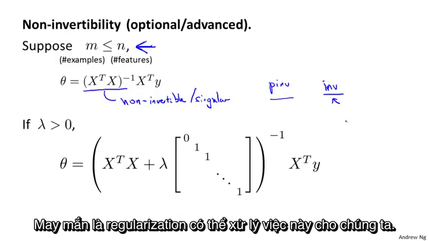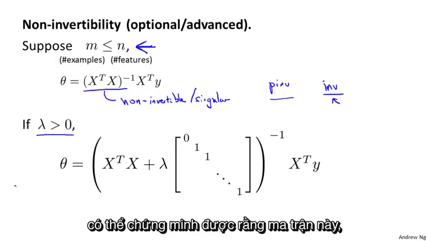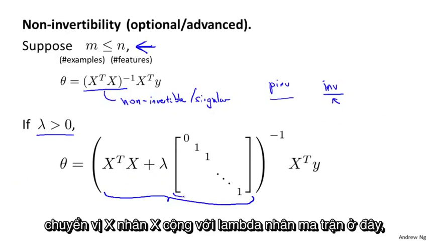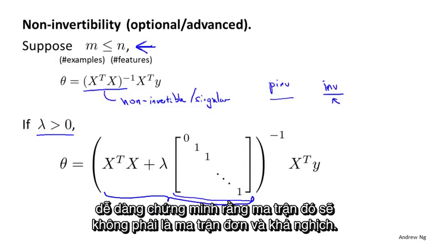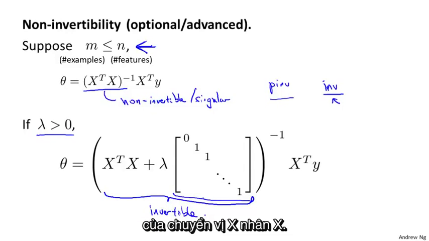Fortunately, regularization also takes care of this for us, and concretely, so long as the regularization parameter lambda is strictly greater than 0, it is actually possible to prove that this matrix, X transpose X plus lambda times this funny matrix here, will not be singular and that this matrix will be invertible. So using regularization also takes care of any non-invertibility issues of the X transpose X matrix as well.